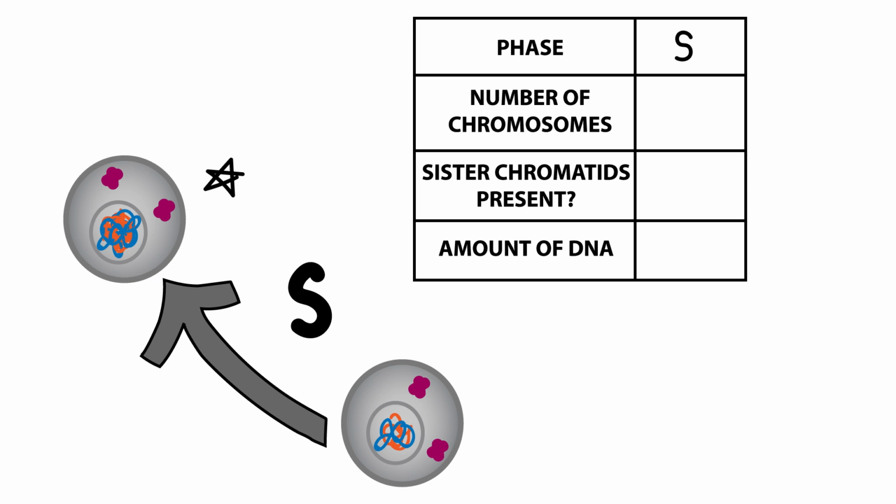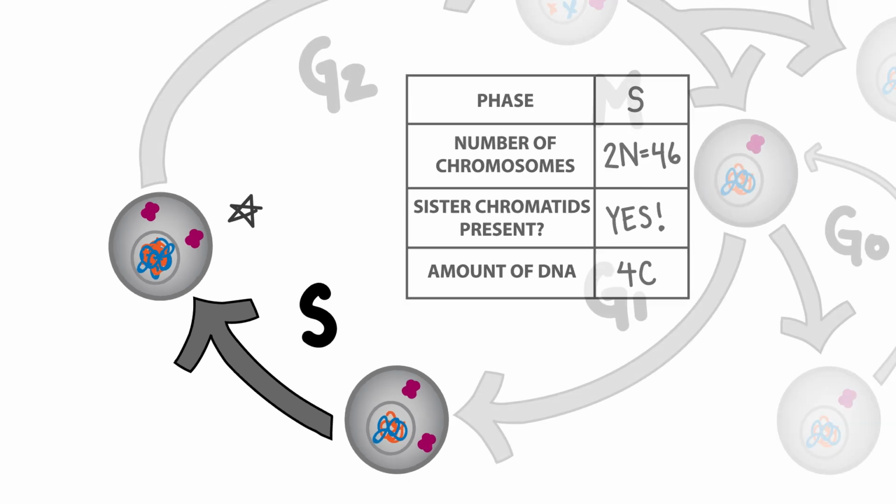Right now, the cell is still 2N with 46 unique homologous chromosomes. The DNA replication duplicates each of these individual chromosomes to form 46 pairs of identical sister chromatids. And there is 4C DNA content now, because DNA replication has occurred in this diploid cell.